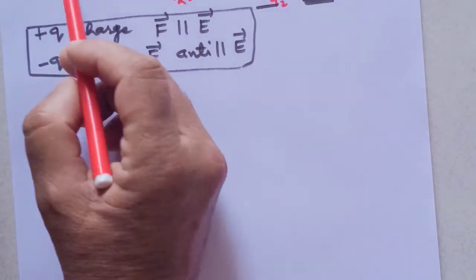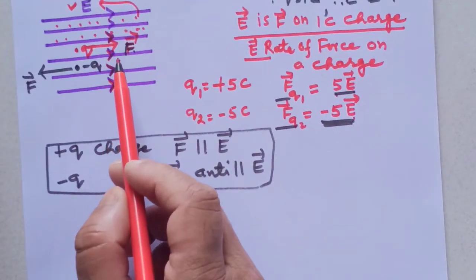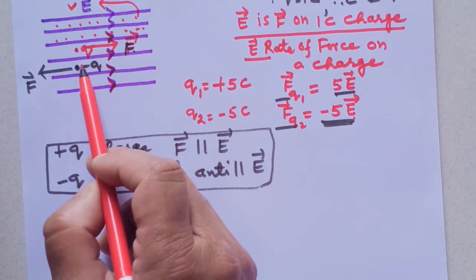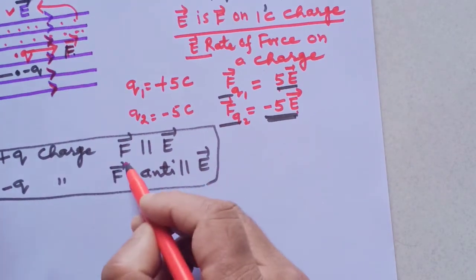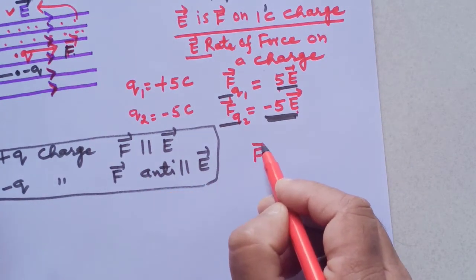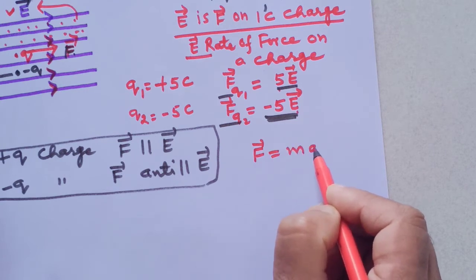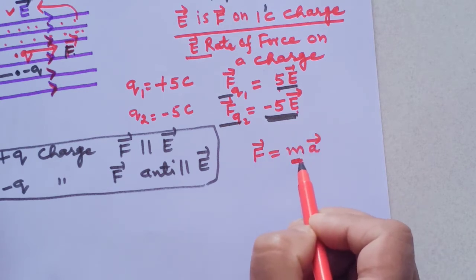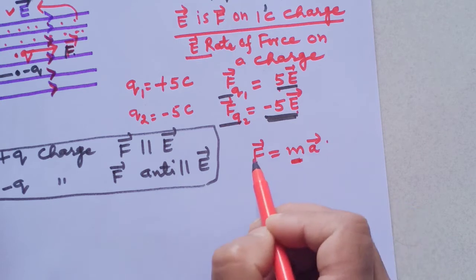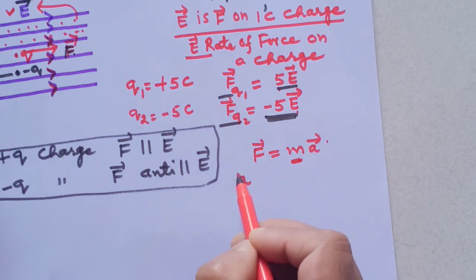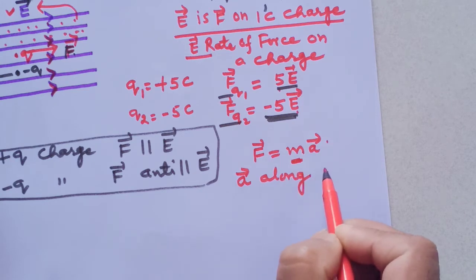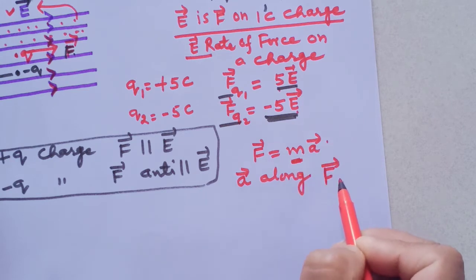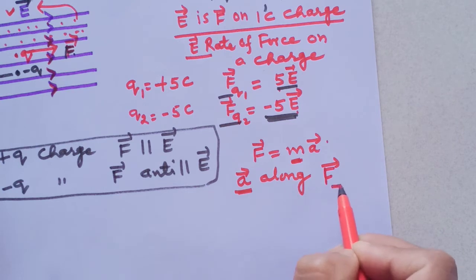We know that if these two charges are free, then since force is acting, there will be an acceleration. If the mass of these charges is m, then there will be an acceleration, and the direction of acceleration will be along the direction of F.